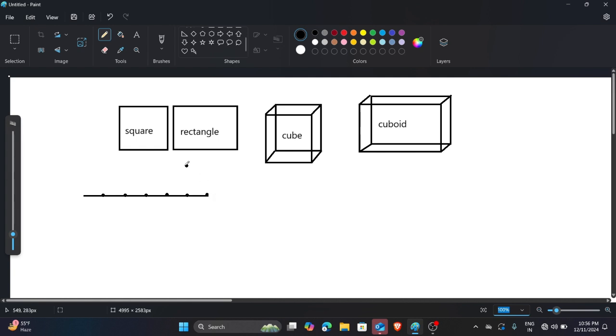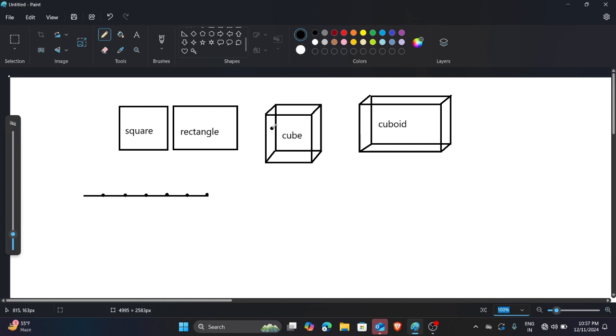Now what about two dimensions? Two dimensions have two things to measure, like length and breadth. So this is a two dimensional figure. It also has two things to measure, length and breadth, or you can say the two components with the help of which you can measure its area.